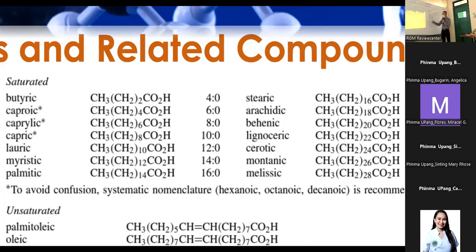So C, L, M, P, S, A. L is lauric acid. For those online, just listen to my voice. So C, L, M, P, S, A: Syra and Luis make public service announcement. Here it is: capric acid, lauric acid, myristic acid, then palmitic acid, stearic acid, and arachidic acid. All of these are saturated fatty acids.